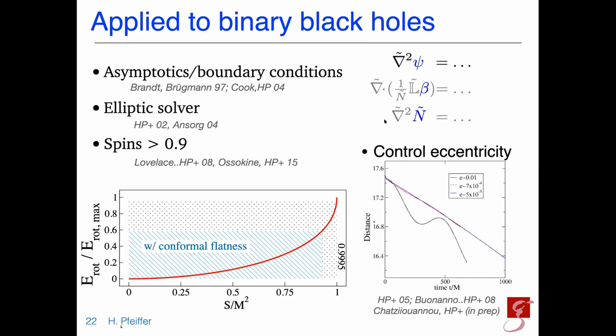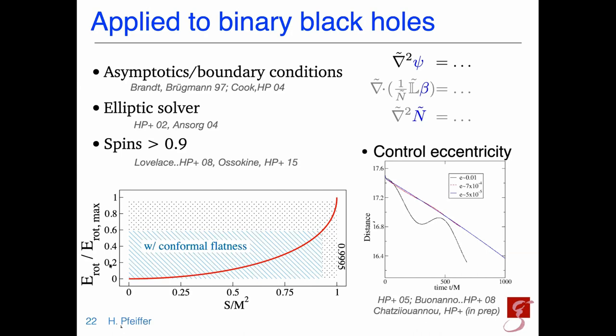They're independent of having conformal flatness. And so the trick to go to spins bigger than 0.9 is to use a metric that is a superposition of two spinning Kerr metrics as your conformal metric, and then solve the five equations. You can't solve a single equation anymore because the assumptions for puncture data aren't satisfied anymore. So you just solve all five equations with a good choice for the conformal metric, and you can get up to spins of something like 0.9995.